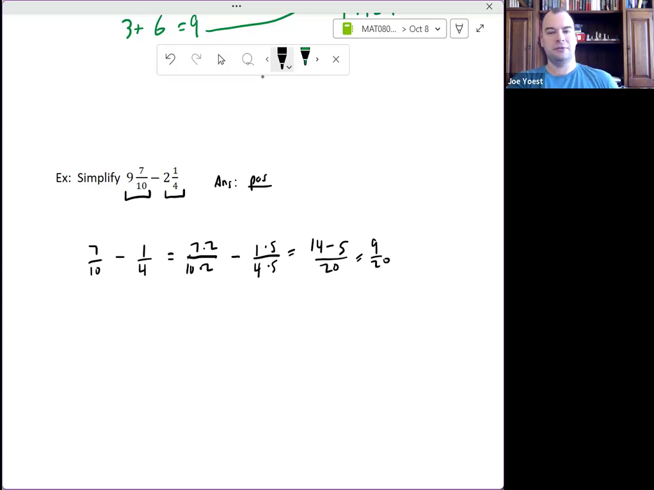So I did have enough pizza to start with that I could give away that 1/4 and still have some left over. I didn't need to break up any of my whole pizzas into fractional pieces. So my fractional bits, 7/10 minus 1/4, give me 9/20. And now my whole bits, 9 minus 2 is 7. My answer is 7 and 9/20.